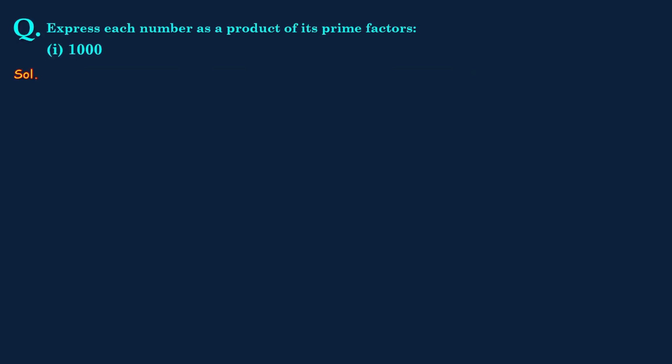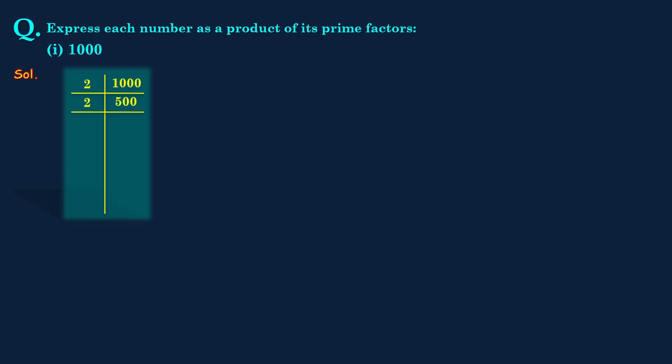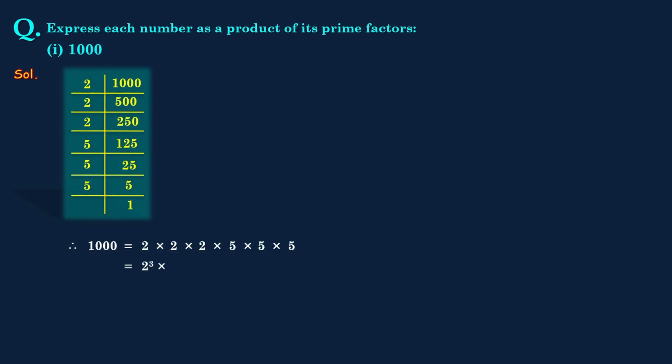Now next, these are very easy problems, it's not so difficult. Express each number as a product of its prime factors. So 1000, this is very easy. 1000 we can represent, now do the prime factorization of it. So 1000 can be represented as 2 to the power 3 into 5 to the power 3.